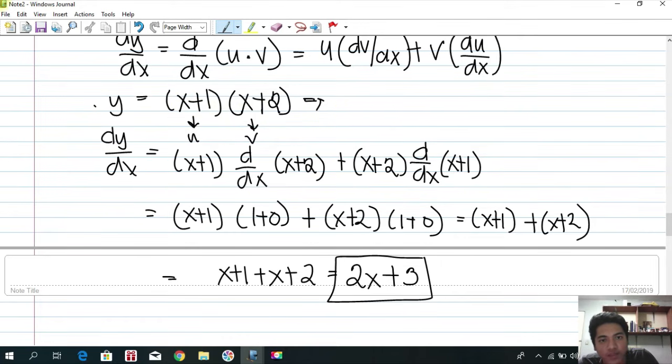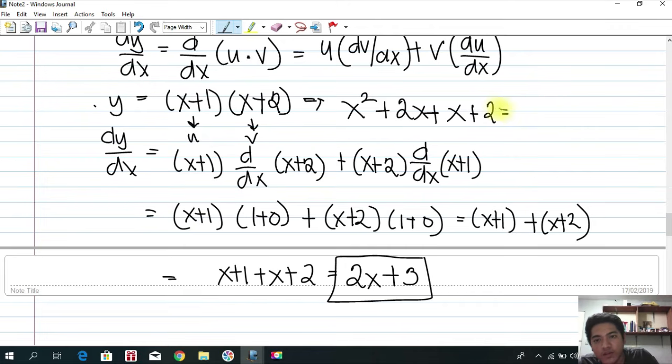x times x, that is equal to x squared. Outer, x times 2, that is plus 2x. And our inner is 1 times x, that is equal to x. And last, 1 times 2, that is plus 2. Then we're going to get the derivative of this.